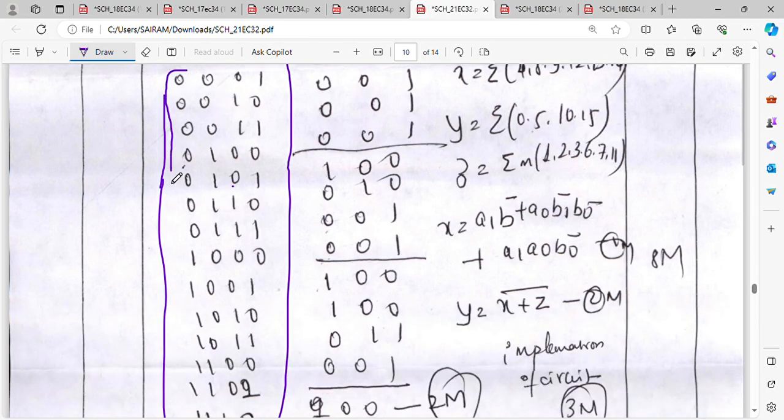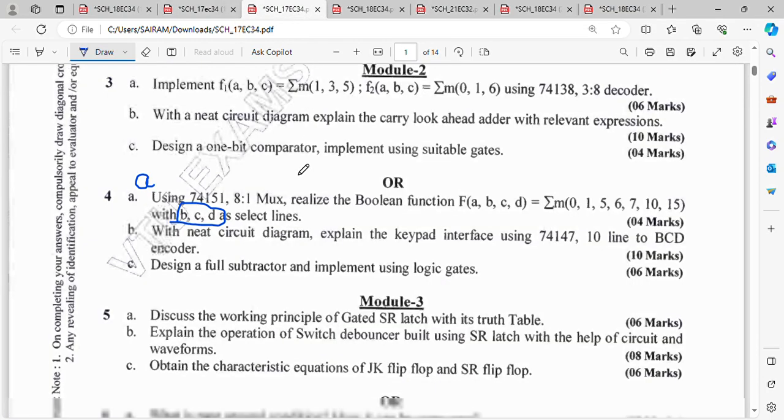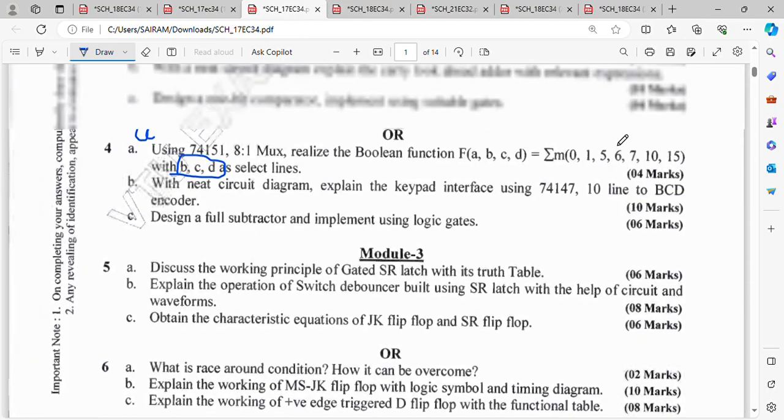0, 1, 2, 3, 4, 5, 6, 7 corresponds to D bar, and what? Your 8, 9, 10, 11, 12, 13, 14, 15 will correspond to how much? It will correspond to D. Right? So now what you are going to do is write it as question number 4a, okay?